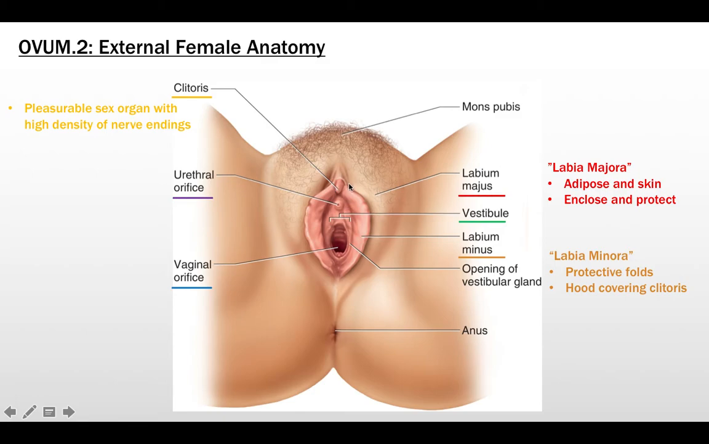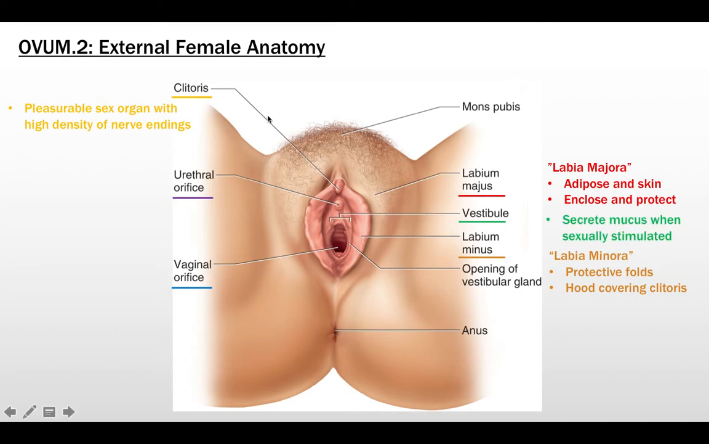The clitoris is the only organ in humans known to be there strictly for pleasure. So this is the sexual pleasure organ. It has the highest density of nerve endings, even more than the head of the penis, out of any structure in the body, and is responsible for sexual pleasure during intercourse for a female.